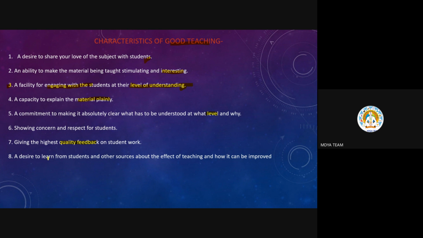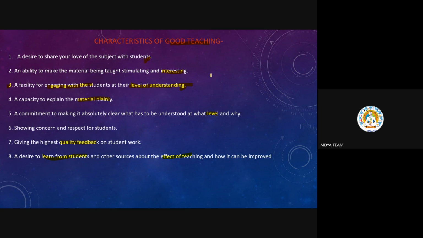Next, a desire to learn from students. Teachers should not hesitate in learning from students. A desire to learn from students and other sources about the effect of teaching and how it can be improved.